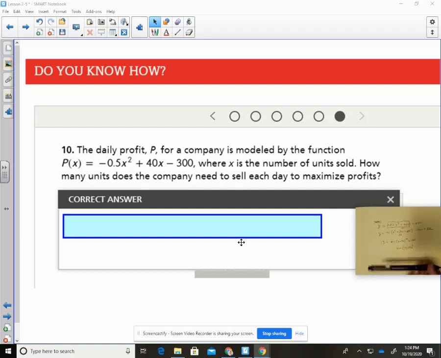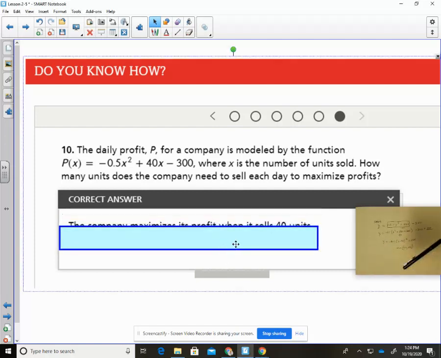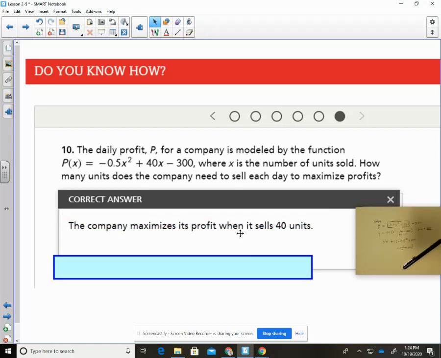So how many units does it have to sell? It has to sell 40 units, and its maximum profit is going to be $500. And that's probably in thousands of dollars or something if you were in an actual company, because you really probably wouldn't have much of a company if all you could do is sell 40 and get $500, right?